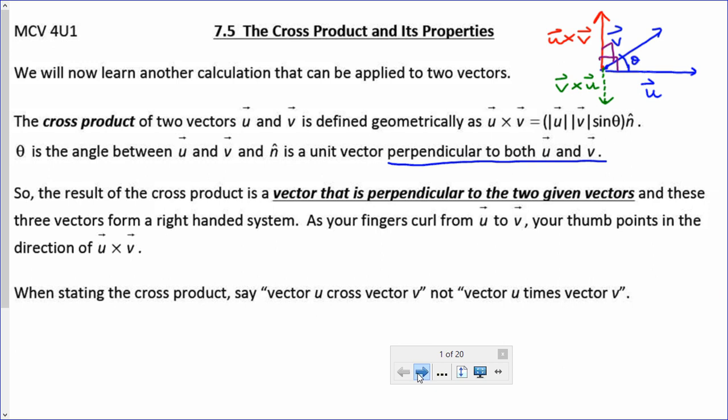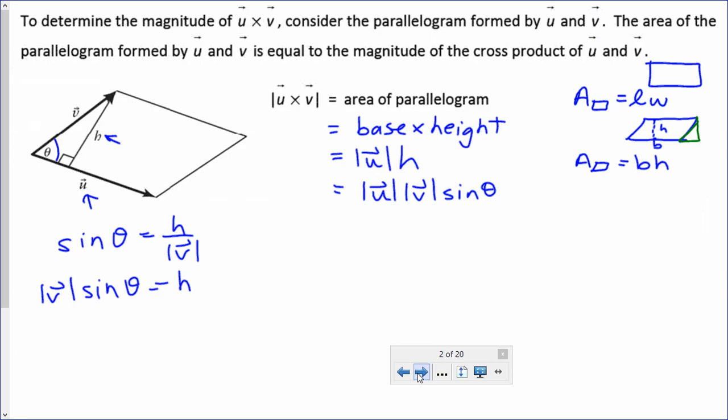We then did a geometric analysis, the fact that the magnitude of the cross product is actually equal to the area of a parallelogram. That ends up being one application of cross product. You can calculate the area of a parallelogram. If you know the two vectors and the angle between, you can calculate it this way.